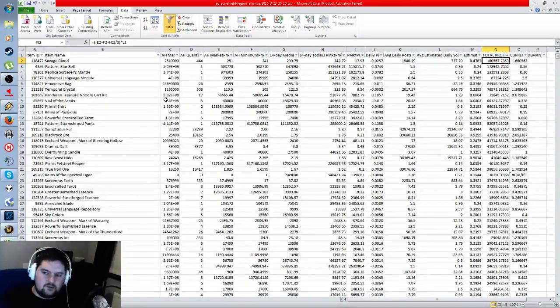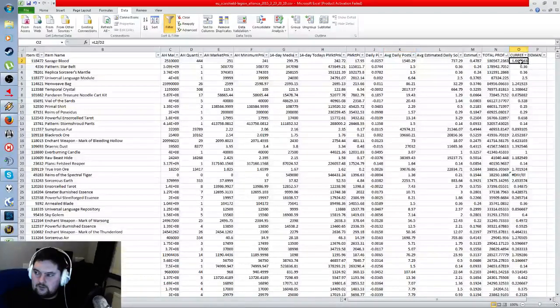Now the chances of you being able to do that is slim, but at least it shows you what sells the most and what sells the most at a good price. So the next thing to talk about is the demand. So the estimated demand, you can see there, that's about half. So 700 sell in a day, but 1500 get posted.